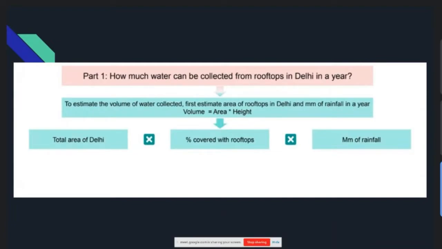To estimate the area of rooftops, first you'll need to figure out the total area of Delhi into percent covered with rooftops into mm of rainfall, right? This is the basic formula, and you'll get a hang of it once you keep practicing guesstimates. This is how you should calculate volume equals area into height. First, find out the total area of Delhi, then percent covered with rooftops, and then millimeters of rainfall.